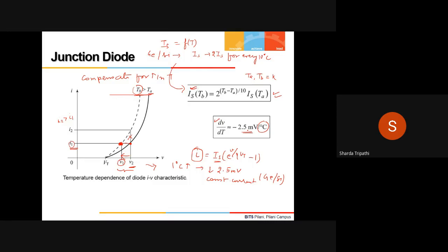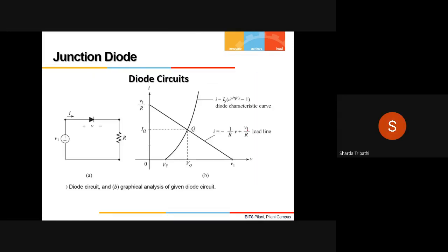Yes, ma'am. Okay. So now if this is fine, let us start with the diode circuits. I'll briefly introduce this concept and then we will close in a while.